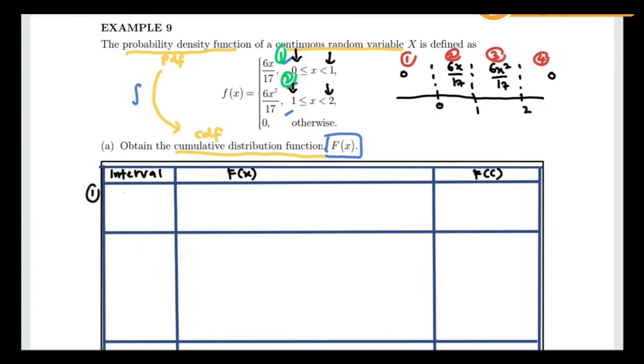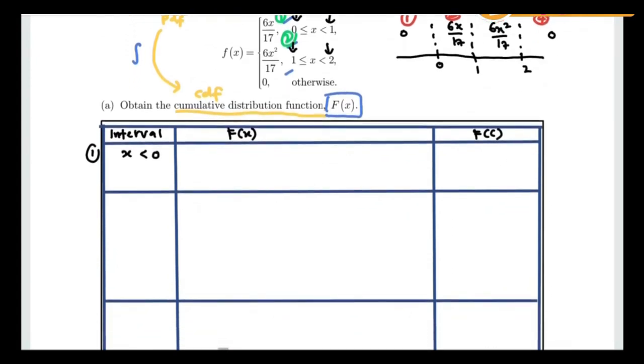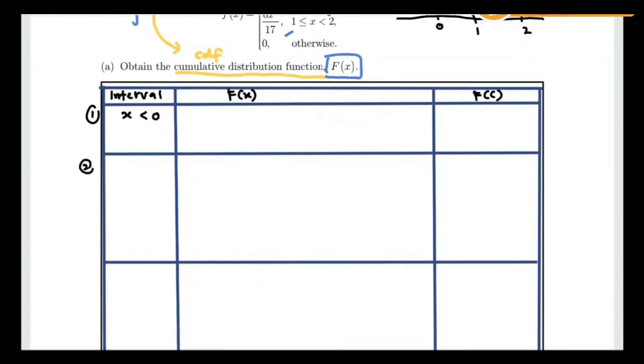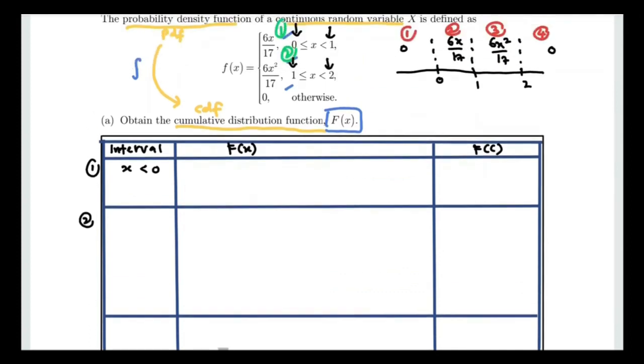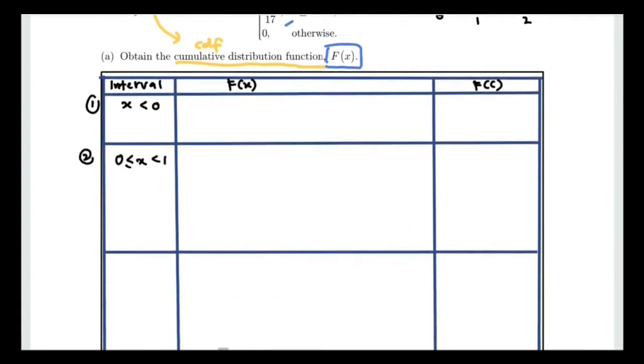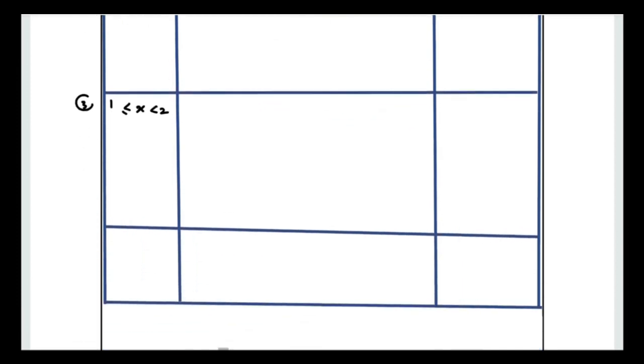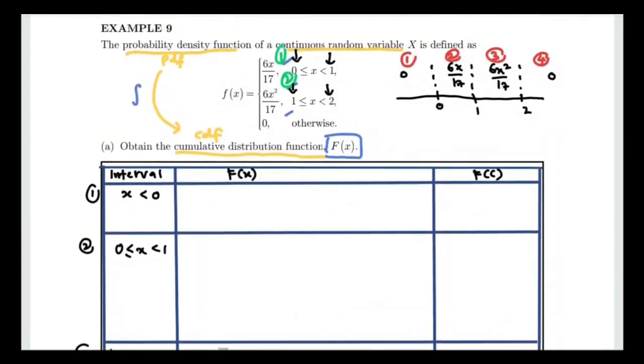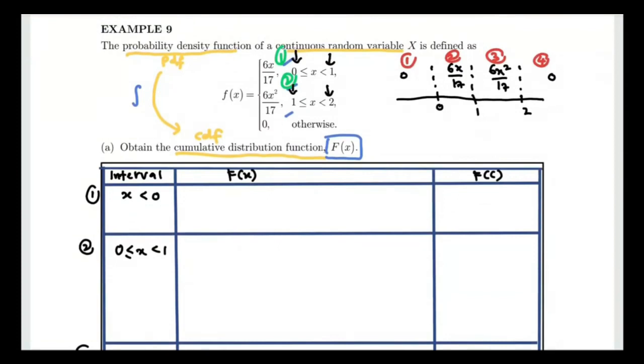The first interval is for x less than 0. I'm just going to write all 4 intervals: x less than 0, then x greater or equal than 0 and less than 1, then x greater or equal than 1 and less than 2, and lastly the fourth interval for x greater or equal than 2. Then we continue with finding the CDF.